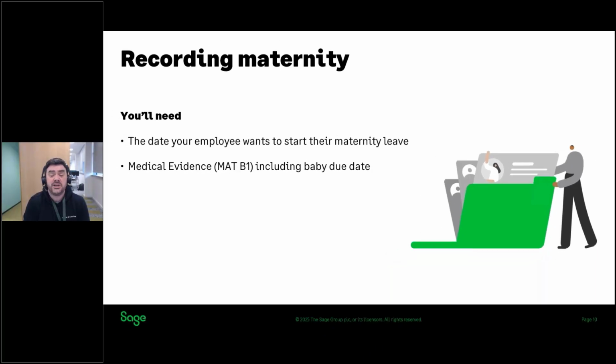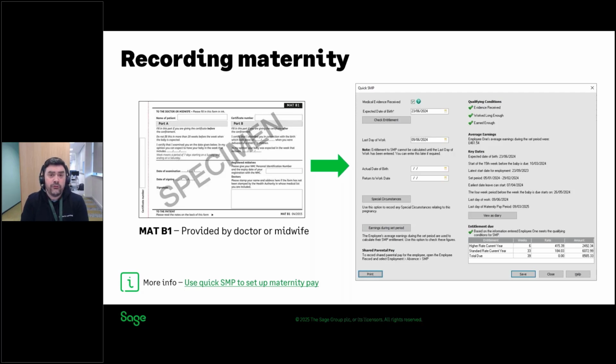So 2 things that you would need are the date the employee wants to start their maternity leave and the medical evidence. So once you've got that MAT B1 form or other evidence, you can then go into the quick SMP screen via the recording maternity link to record the due date, check the entitlement and the last day of work.